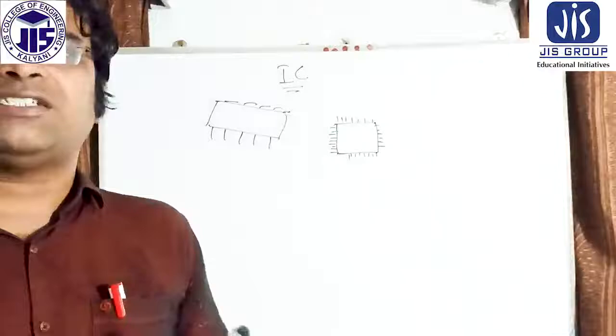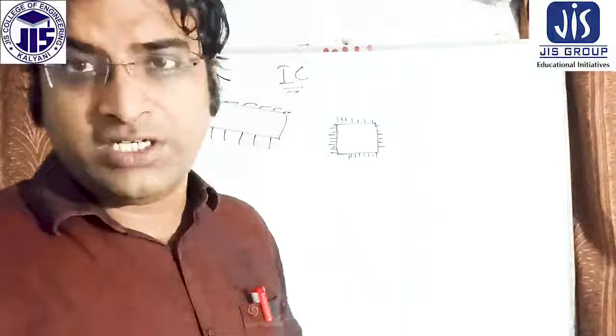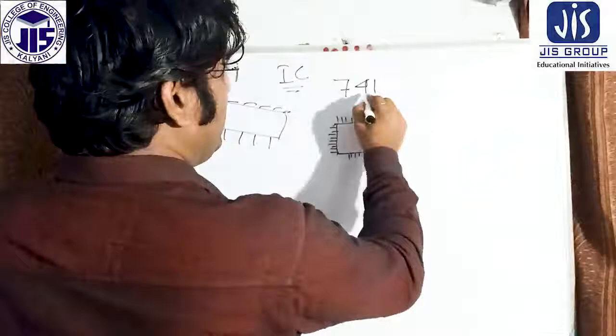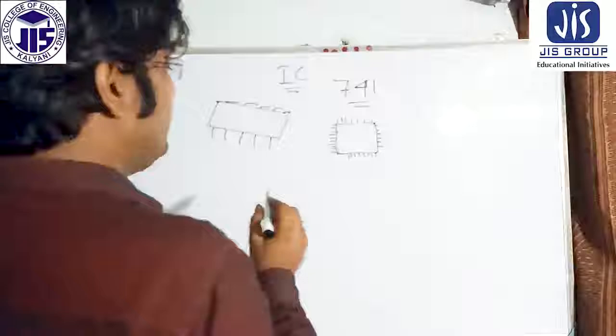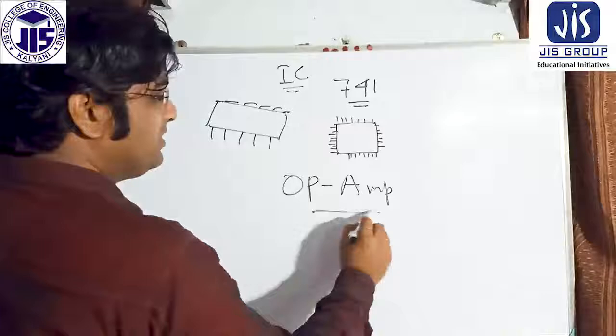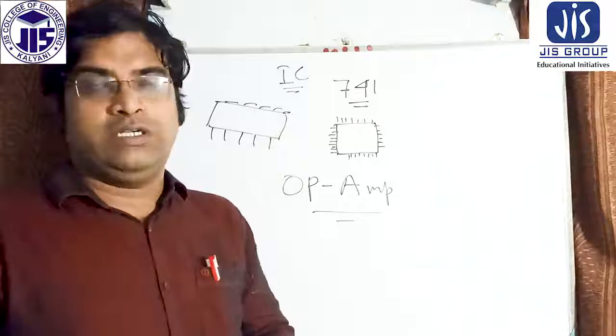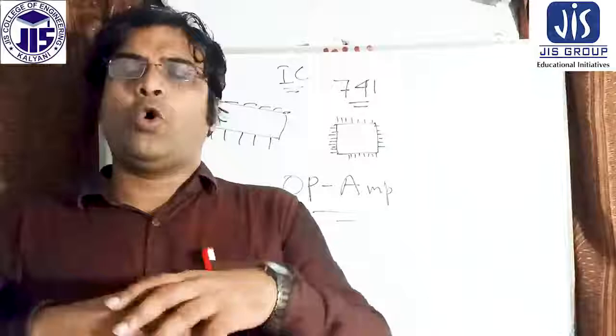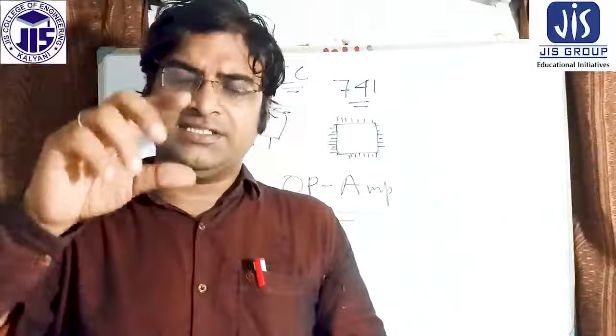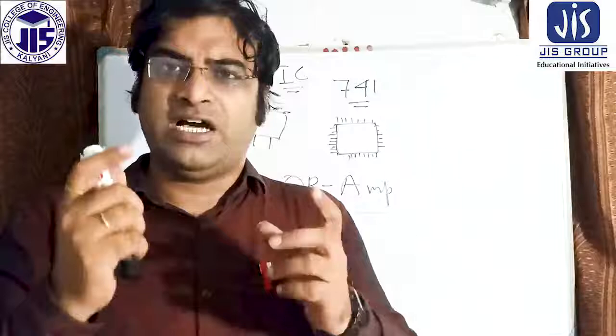And the first time in electronics and electronic devices, we have to study one very important IC, that is the 741 IC, and the IC's name is op-amp. This op-amp is a 741 IC. Now this IC is basically an integrated circuit. Here a complicated circuit is integrated with very large scale integration and then populated in a particular chip, that is called the IC, integrated circuit.